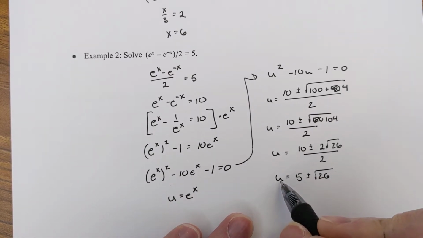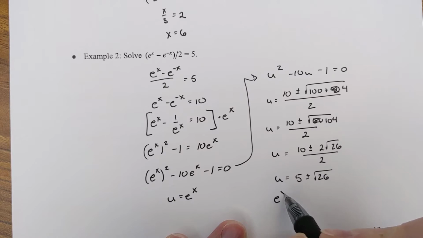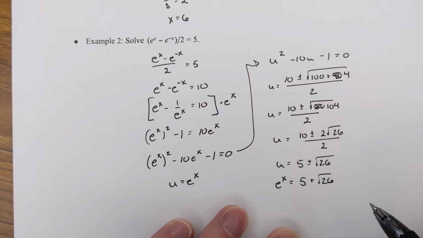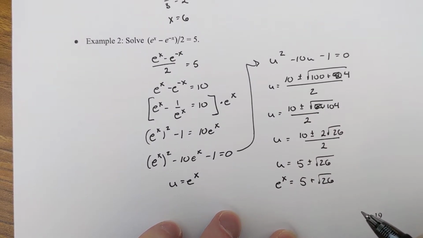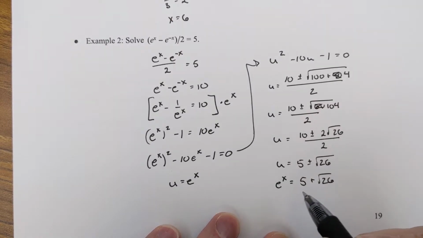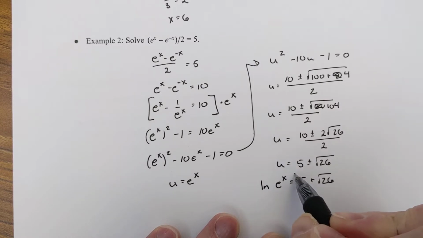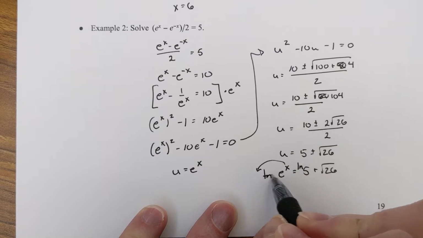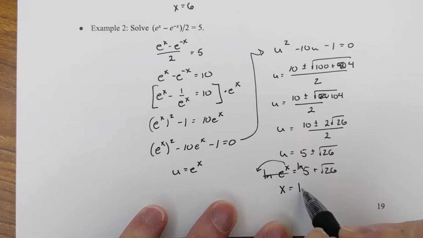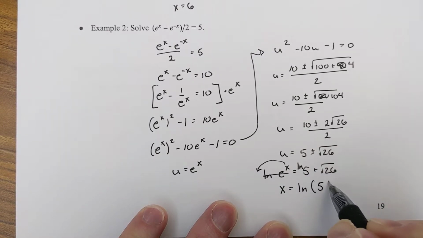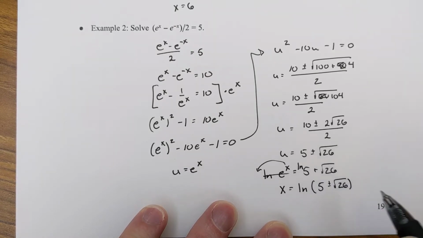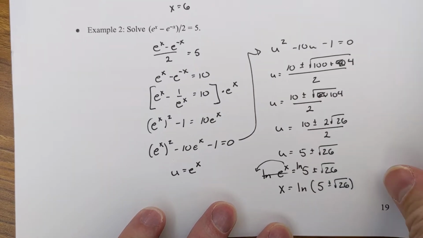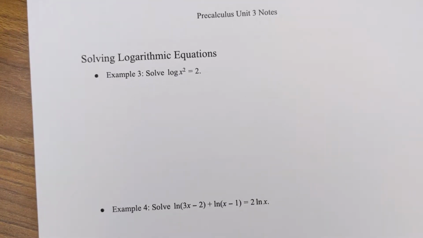Now the problem is I don't want u, I want x, so I have to undo my substitution. And now I might cheat and use something from before. So if I want to cancel a natural log or an e out, I can take the natural log of both sides. Because what happens is this x comes out front and then those cancel. So x equals the natural log of 5 plus or minus the square root of 26. And that would be my solution. Not very nice, but solvable.